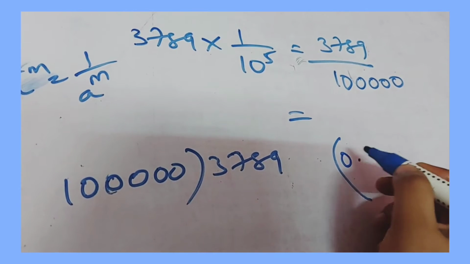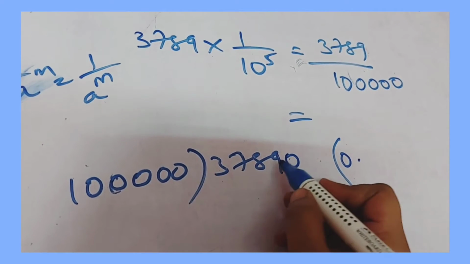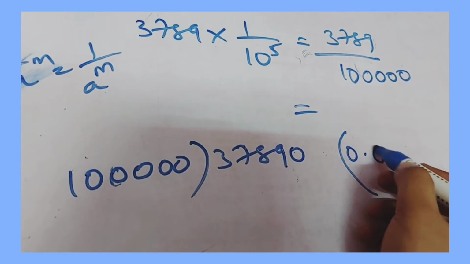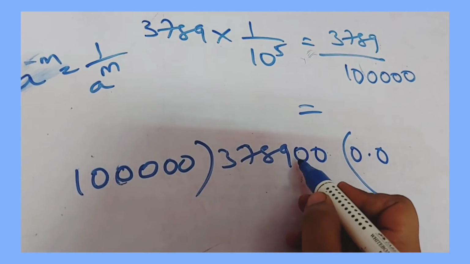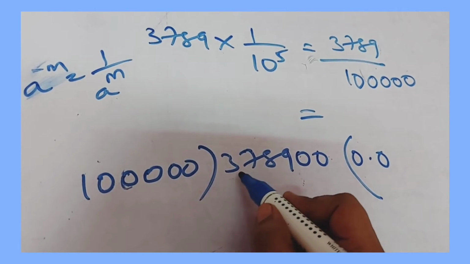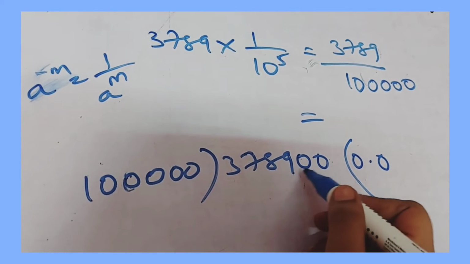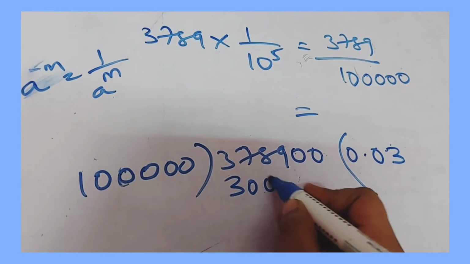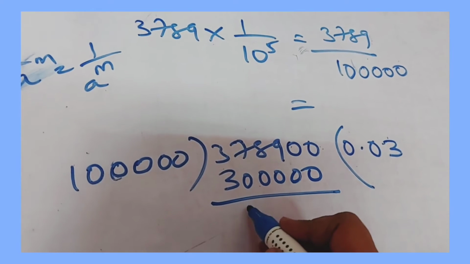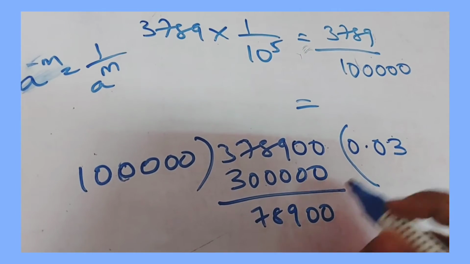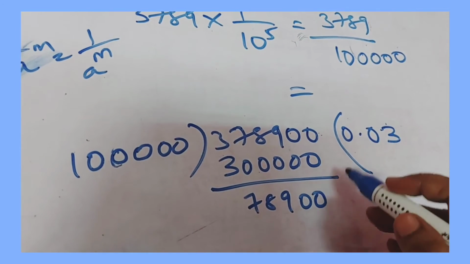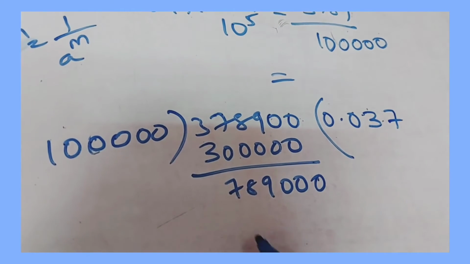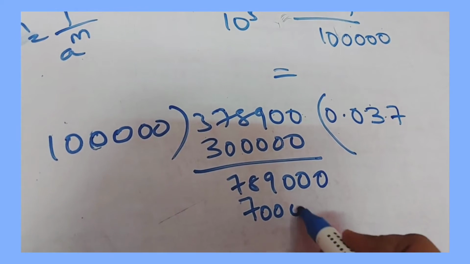So what we have to do, 0 point, and again I am taking here 1 zero. It will become 37,890. Then again you take one more 0. Then you add here one more 0. Now it will become 3,78,900. So you take 1 lakh, 3 is 3 lakh. 1, 2, 3, 4, 5. So you take again this one, 78900. Again you have to write here one more 0. It will become 7 lakh. 7 lakh means 1, 2, 3, 4, 5.